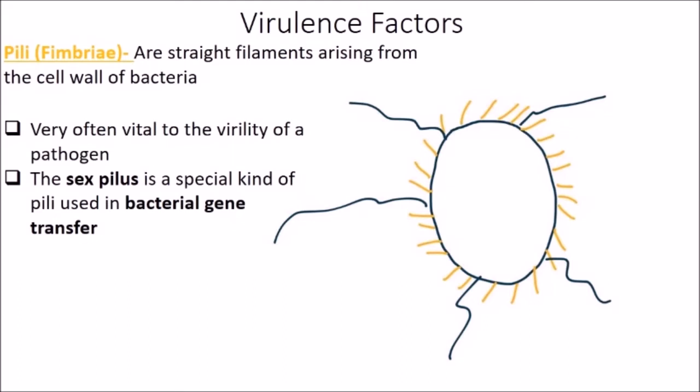Pili, plural. Again, if you were to get rid of the pili on some of these bacteria, and these are the pili right here, these yellow guys, they would lose their virulence because it is a virulence factor and is oftentimes vital for a pathogen to cause disease. So like E. coli, if E. coli was to lose its pili, it would no longer be able to cause diarrhea because it can no longer bind to the intestinal tract. But that's pili.